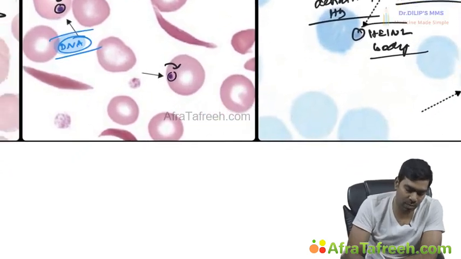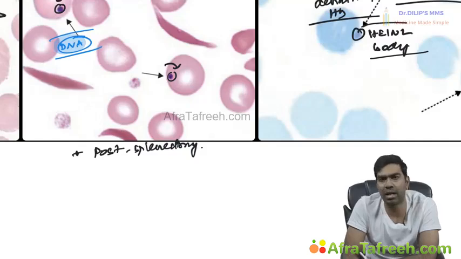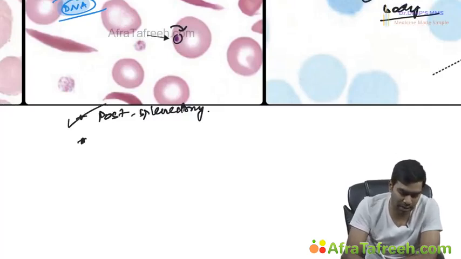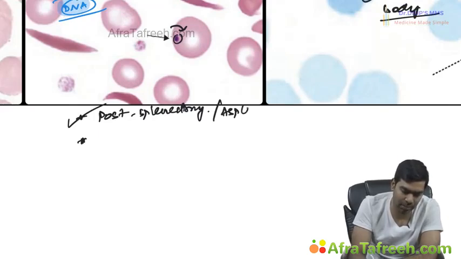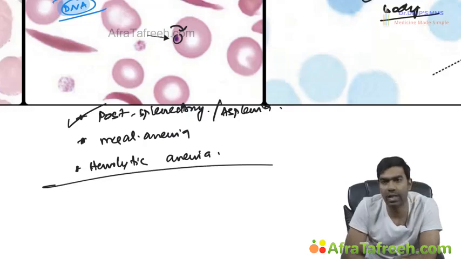But where will you see Howell-Jolly bodies? The typical example, if they ask, is post-splenectomy, because DNA-containing RBCs are generally removed by the spleen. But in splenectomy, these DNA-containing RBCs may circulate in the peripheral smear, resulting in the appearance of Howell-Jolly bodies. So post-splenectomy is the very classical condition for exams, or any condition that produces asplenia. Next, you can also get them in megaloblastic anemia due to ineffective erythropoiesis. At the same time, you can also see Howell-Jolly bodies in hemolytic anemias. In all these conditions, it is possible.